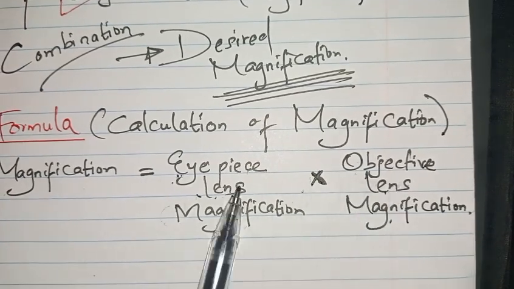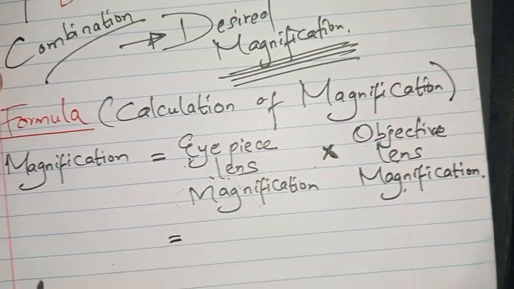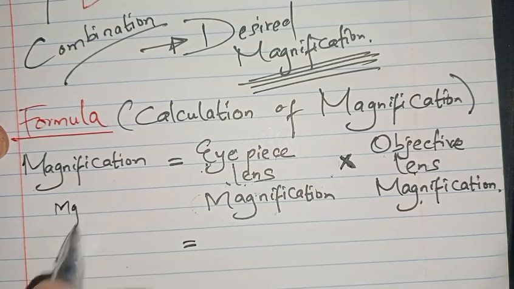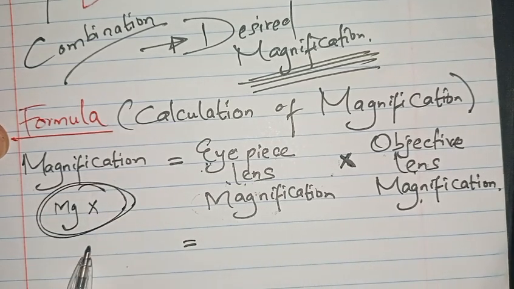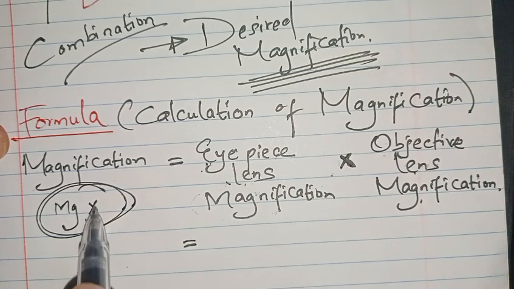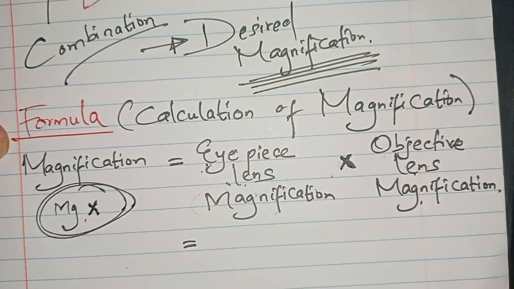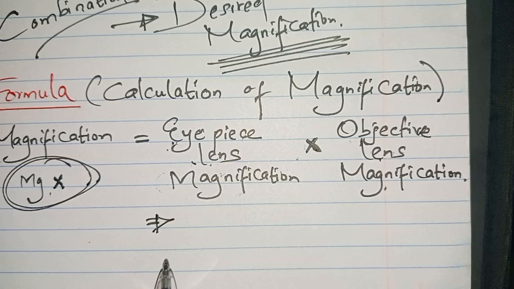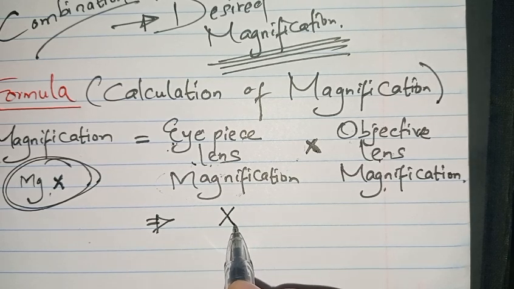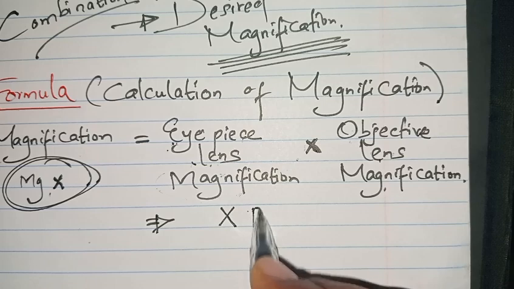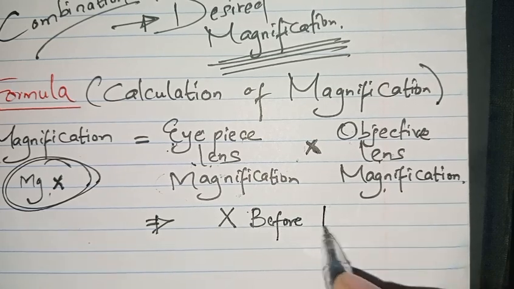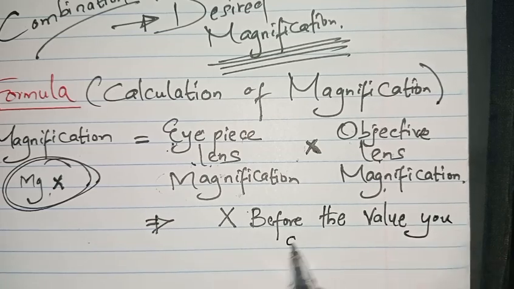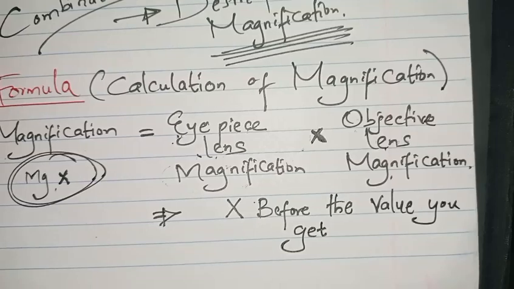These two, when they are multiplied, whatever you get is now the magnification. Please, when you're writing this formula, ensure the formula is correct. Avoid writing mg for magnification. This will bring a different meaning and you lose the mark for that matter. The value that you get, you write an x or times before the value you get.